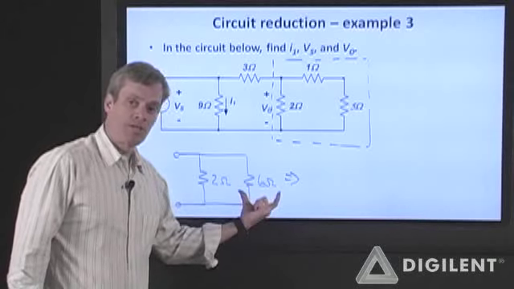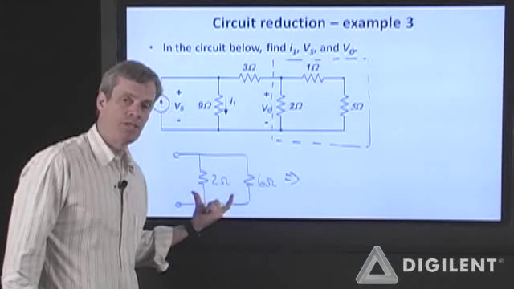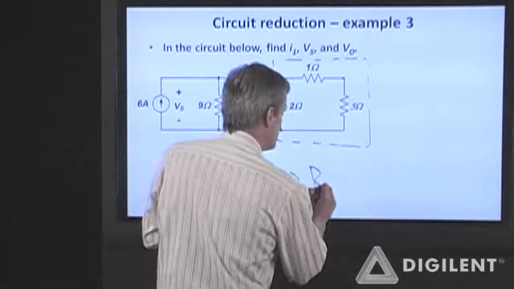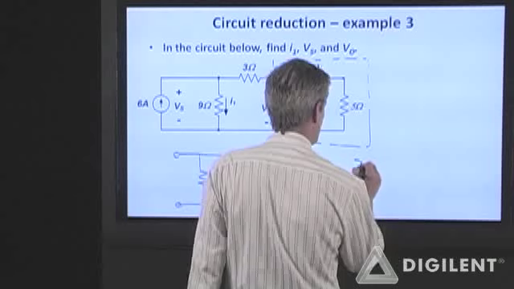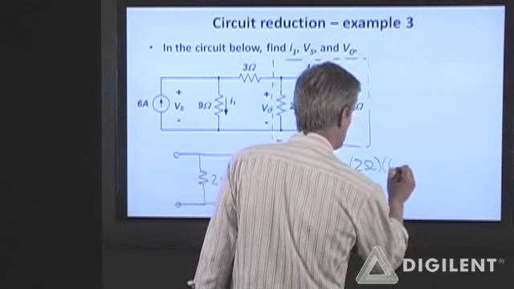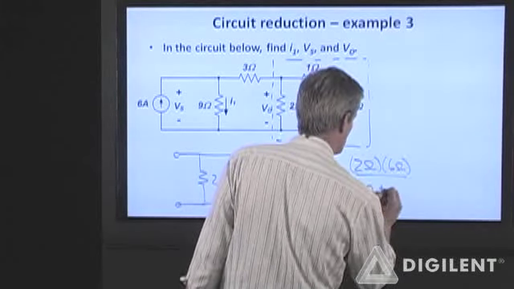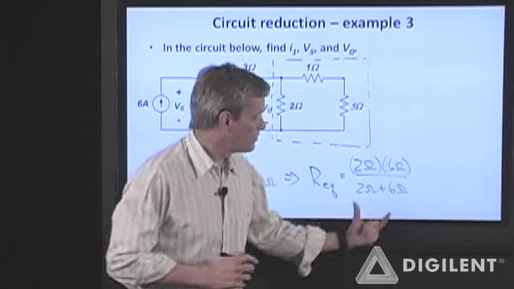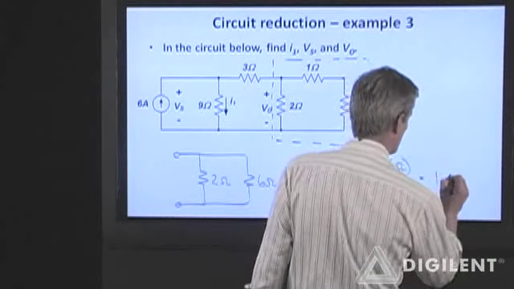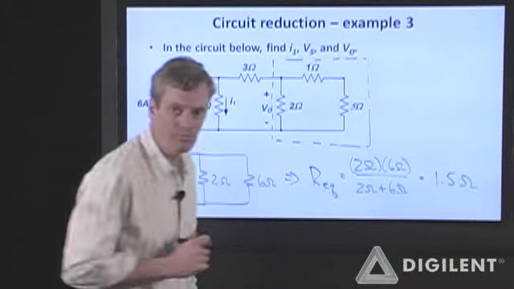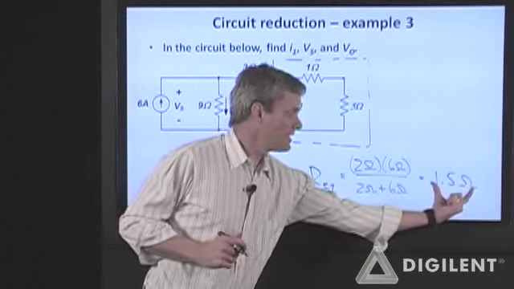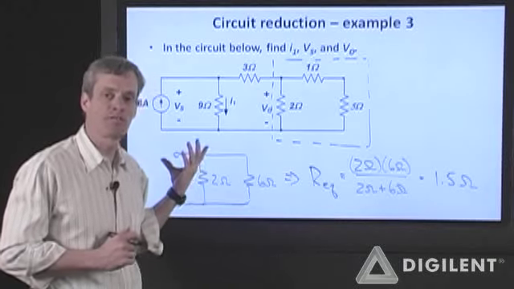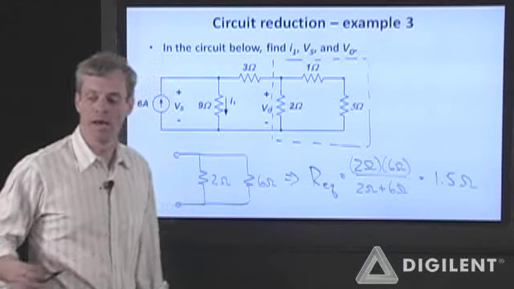The equivalent resistance of a parallel combination of two resistances is the product of the resistances divided by the sum of the resistances. So the equivalent resistance of these two resistors is 2 ohms times 6 ohms over 2 ohms plus 6 ohms, or 12 ohms divided by 8 ohms. 12 over 8 is 1.5 ohms. So now I'm going to substitute a single 1.5 ohm resistor in for these guys and then continue on with my circuit simplification. I'll go on to the next slide to do that.